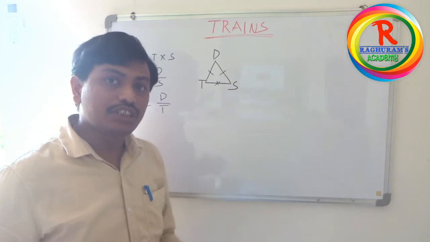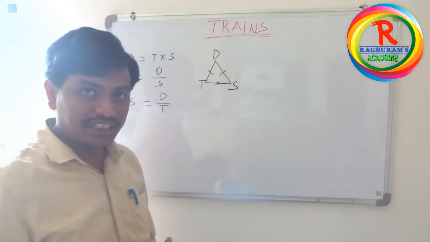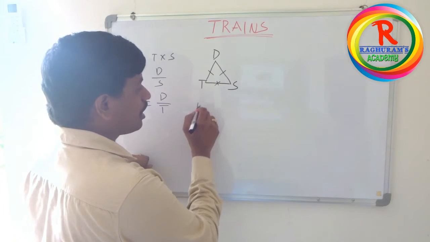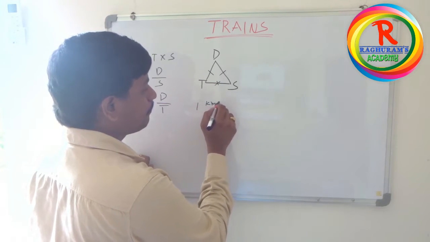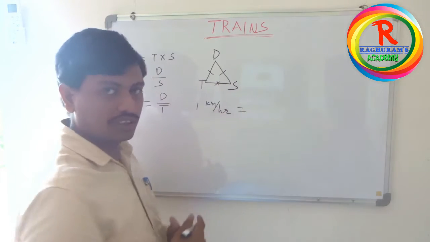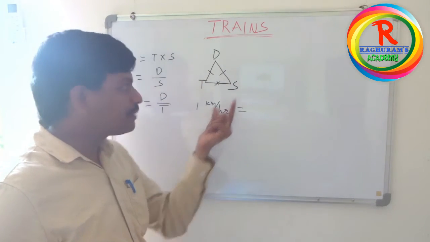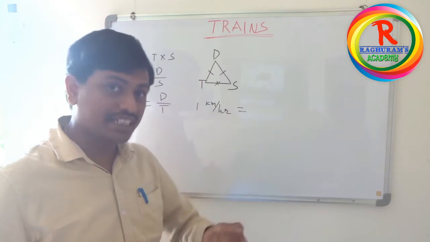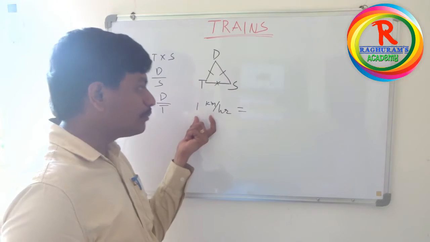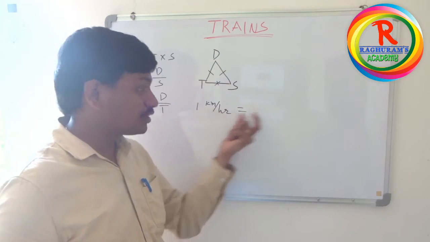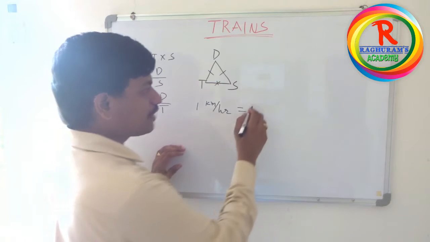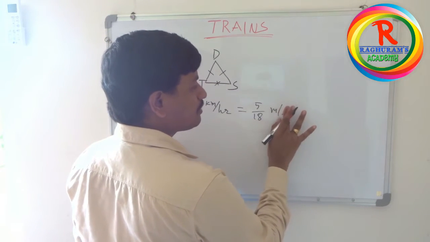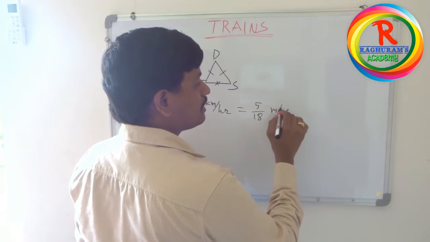Another basic thing we should learn in time and distance problems and in trains is conversion. Suppose 1 kilometer per hour. This is the speed. Speed can be told in 2 ways: kilometer per hour or meters per second. I want to convert kilometer per hour to meters per second. Just multiply by 5 by 18 to get meters per second.